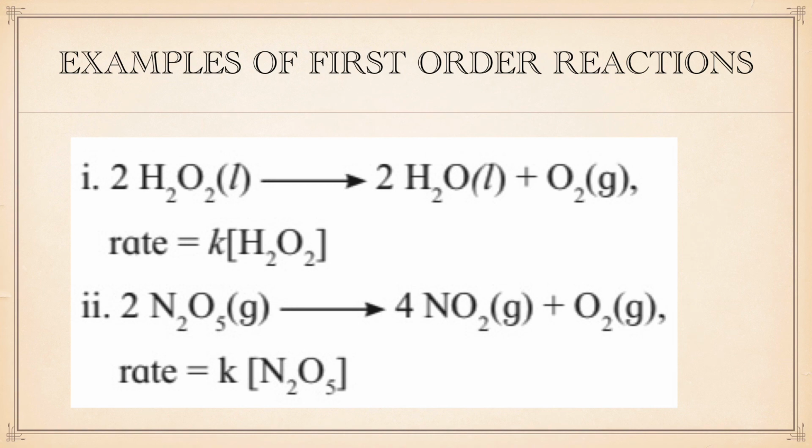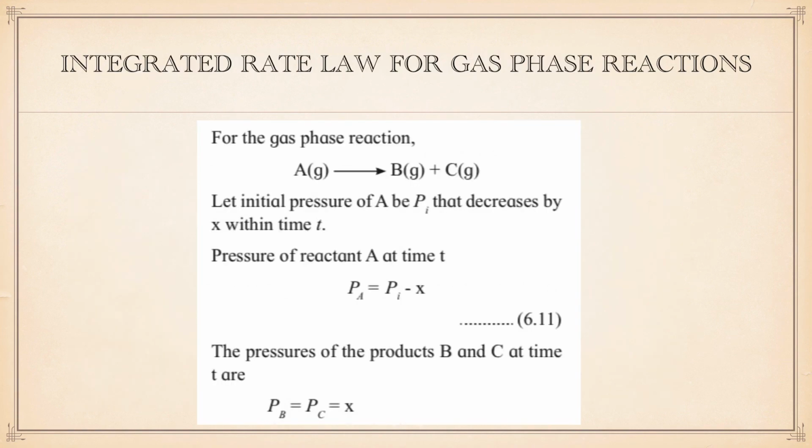Okay. Next we'll see the integrated rate law for gas phase reactions. First we'll understand what is a gas phase reaction, where the reactants are in gaseous nature as well as the products are in gaseous nature. So for the gas phase reaction we have considered A going to B plus C, where all the reactant as well as the products are gaseous in nature. So when it is gaseous nature, we are talking about the pressure then.